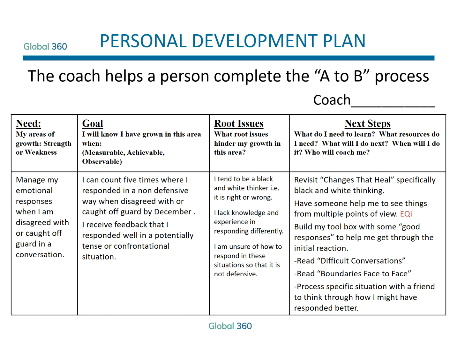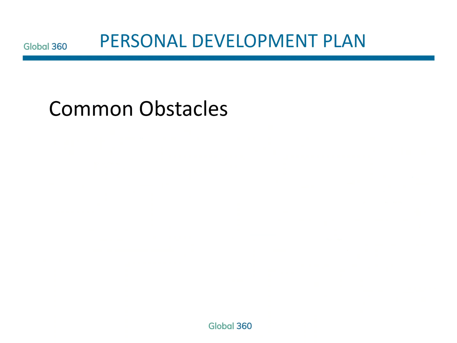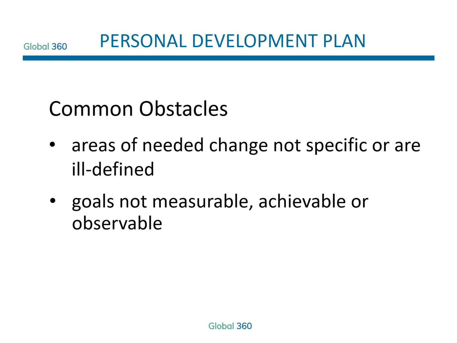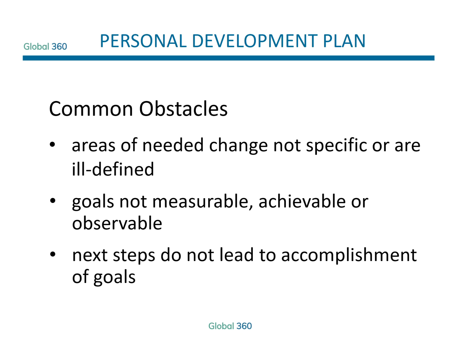Now let me close this time by identifying 3 of the common obstacles that often cause a personal development plan to be ineffective. One is that the areas of needed change are not specific or are ill-defined. Another is that the goals and next steps are not really measurable, achievable, or observable. And finally, the next steps do not correlate with or lead to the accomplishment of their goals. The coach should be aware of these issues and help make sure the personal development plan is truly effective and produces real life change.